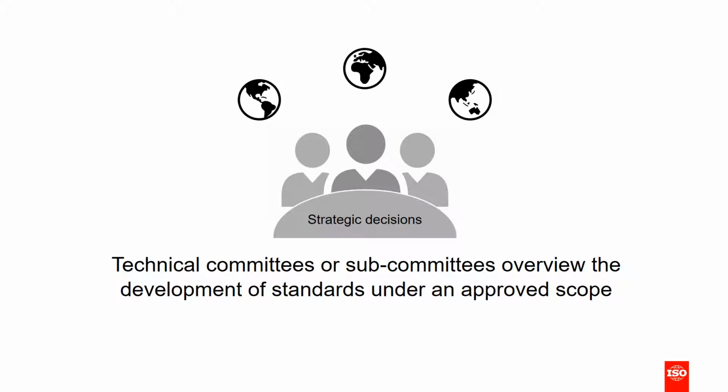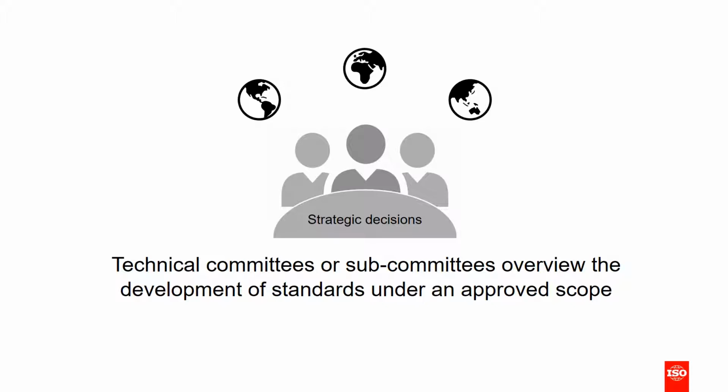But for the moment, just remember that the TC with its committee members take the decision of moving the projects to the next stage based on the recommendation of the experts in the working groups. They also approve the conveners and the project leaders, and they also may vote on specific issues related to the activities of the technical committee.